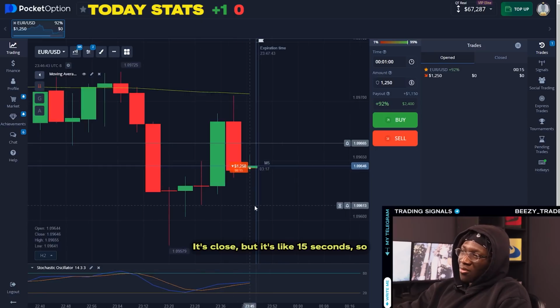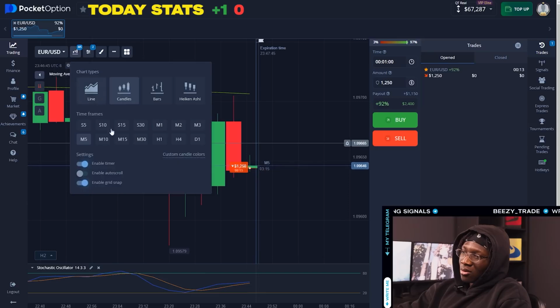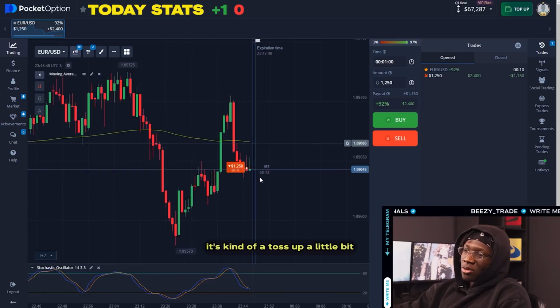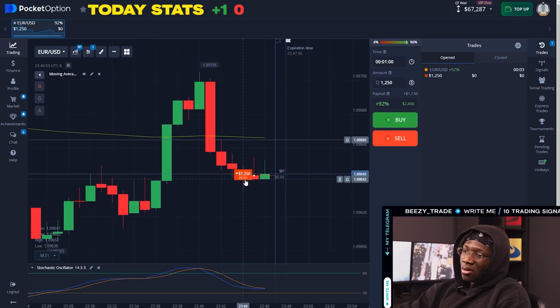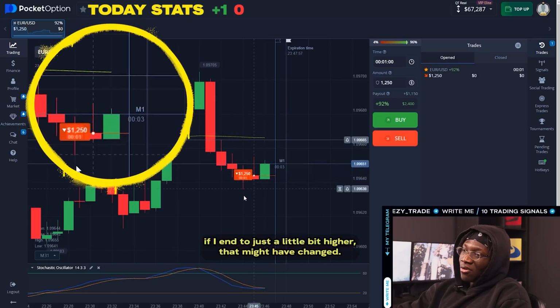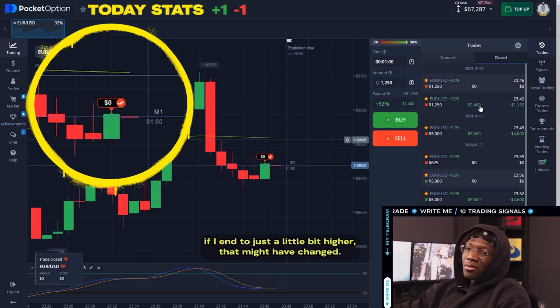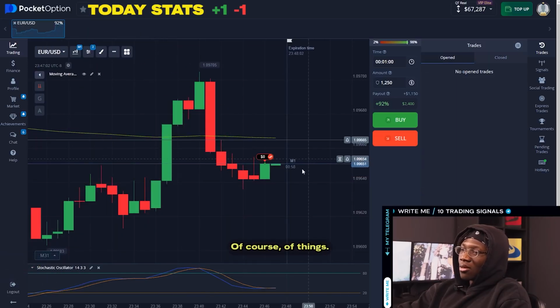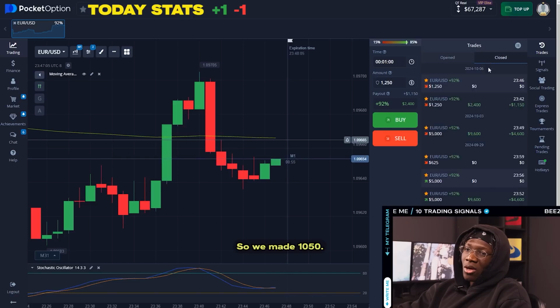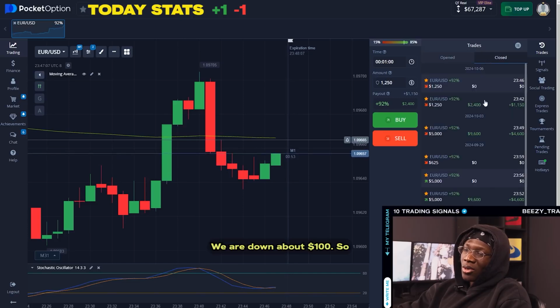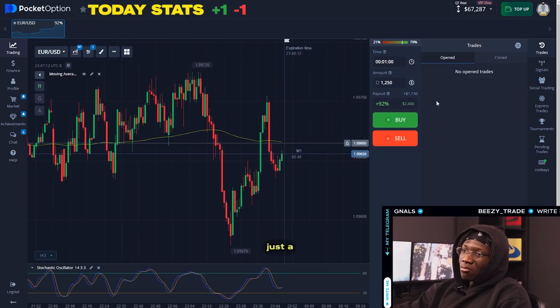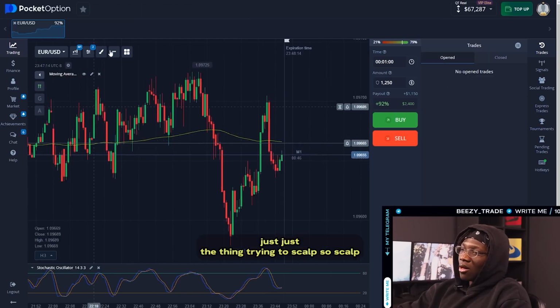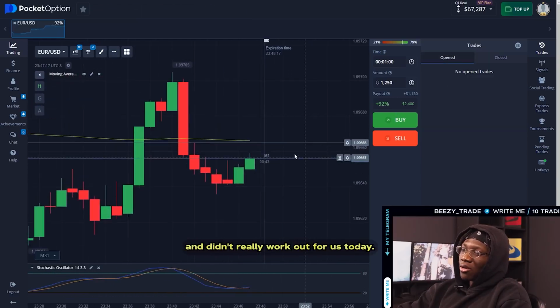It's close, but it's like 15 seconds. So it's kind of a toss up right now with 8 seconds left. If I had entered just a little bit higher, that might have changed the course of things. But that's it. So we made 1,150. We are down about $100 just trying to scalp. So scalping didn't really work out for us today.